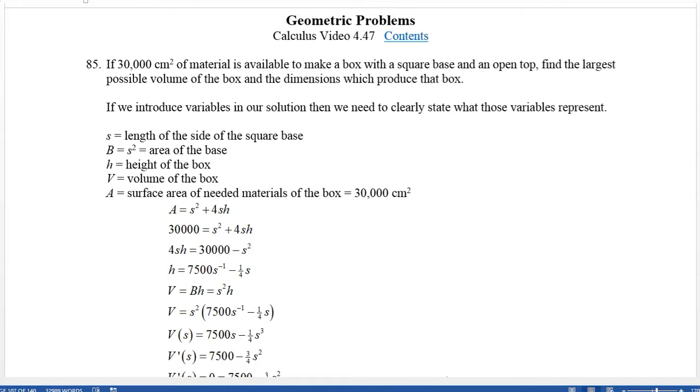If we introduce variables in our solution, we need to clearly state what those variables represent. So we're going to let S be the length of the side of the square base. The area B, capital B, is the area of the base, which is just S squared. H is the height of the box. V is the volume of the box, and A is the surface area of the needed materials of the box, which we know we're going to use all of if we're going to maximize it, so that will be 30,000 square centimeters.